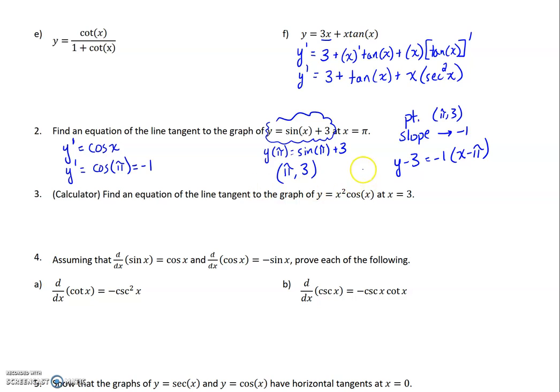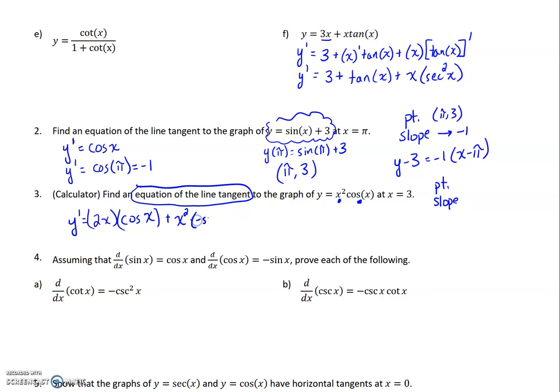Number 3, again, this is a function times a function, x squared times the cosine of x. So we're going to have to use the product rule. We're finding the equation of a tangent line. Again, we need the point and the slope. We're going to take the derivative. So y prime is equal to the derivative of the first, which is 2x, times the second, which is the cosine of x, plus the first, which is x squared, times the derivative of the second, which is negative sine of x. So I'll rewrite this just a little bit. This is 2x cos x minus x squared sine x.